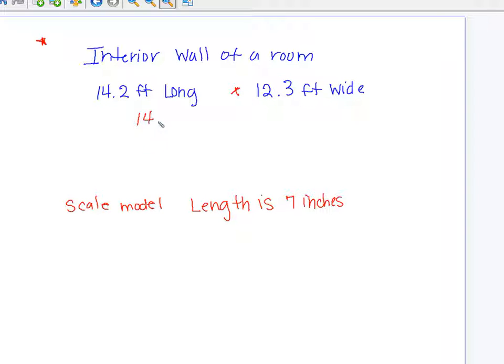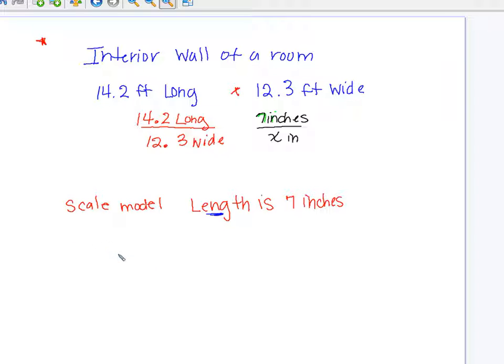So let's do 14.2 feet long and 12.3 feet wide. And the 7 inches represents the length. So length is up here for long, so 7 inches. Oh, I don't know if you can see that. 7 inches. And we need to figure out what this inches would be. And you just cross multiply and divide.